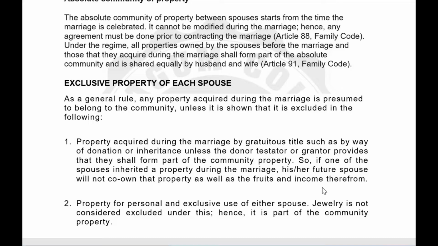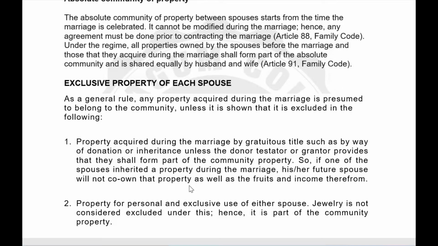Okay? So ito yung kaibahan, no? Ito yung kaibahan sa absolute community and conjugal partnership of gains. Kasi yung income sa exclusive property, kasi sa conjugal partnership of gains, all income kay considered conjugal. But here in absolute community, parang ano siya, parallel. If the property is exclusive, the income is also exclusive. If the property is communal, the income is also communal.